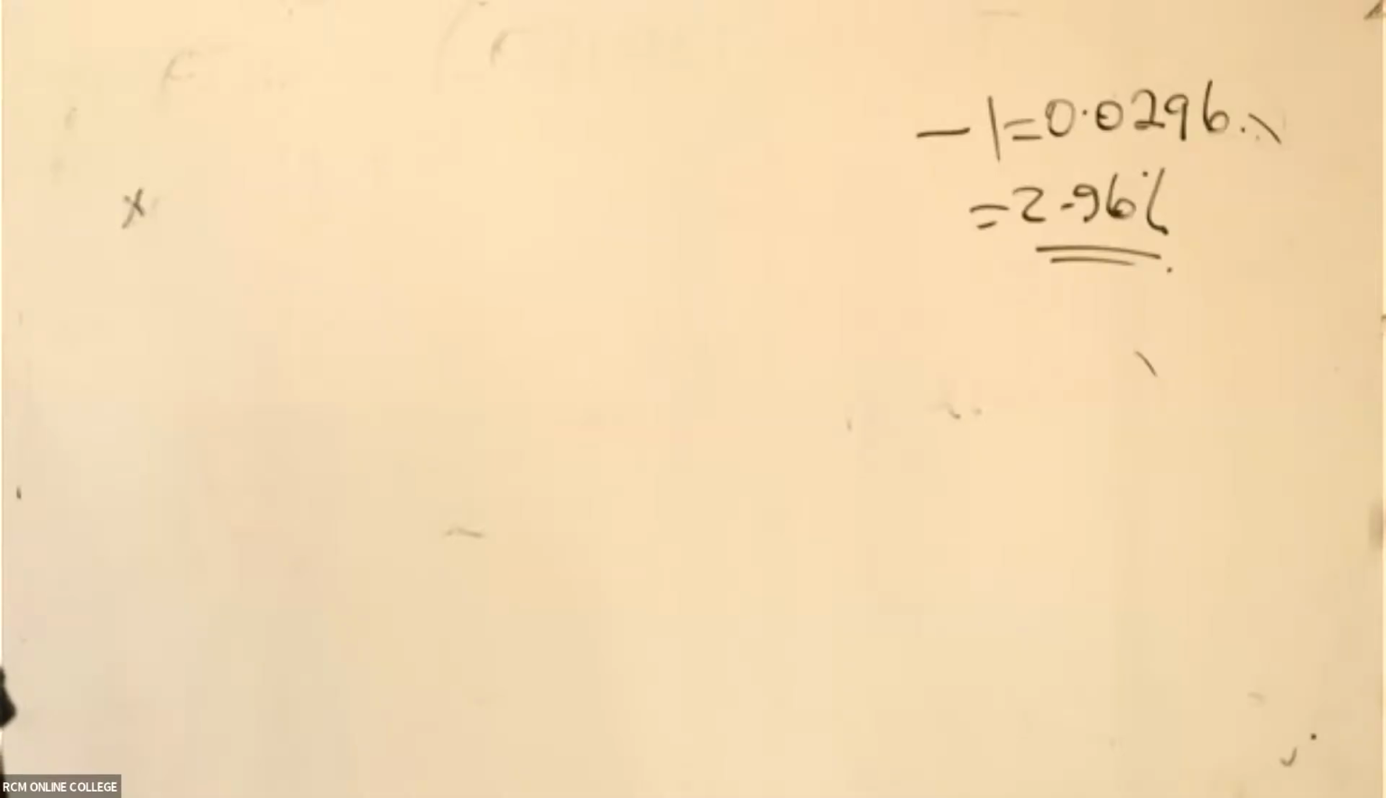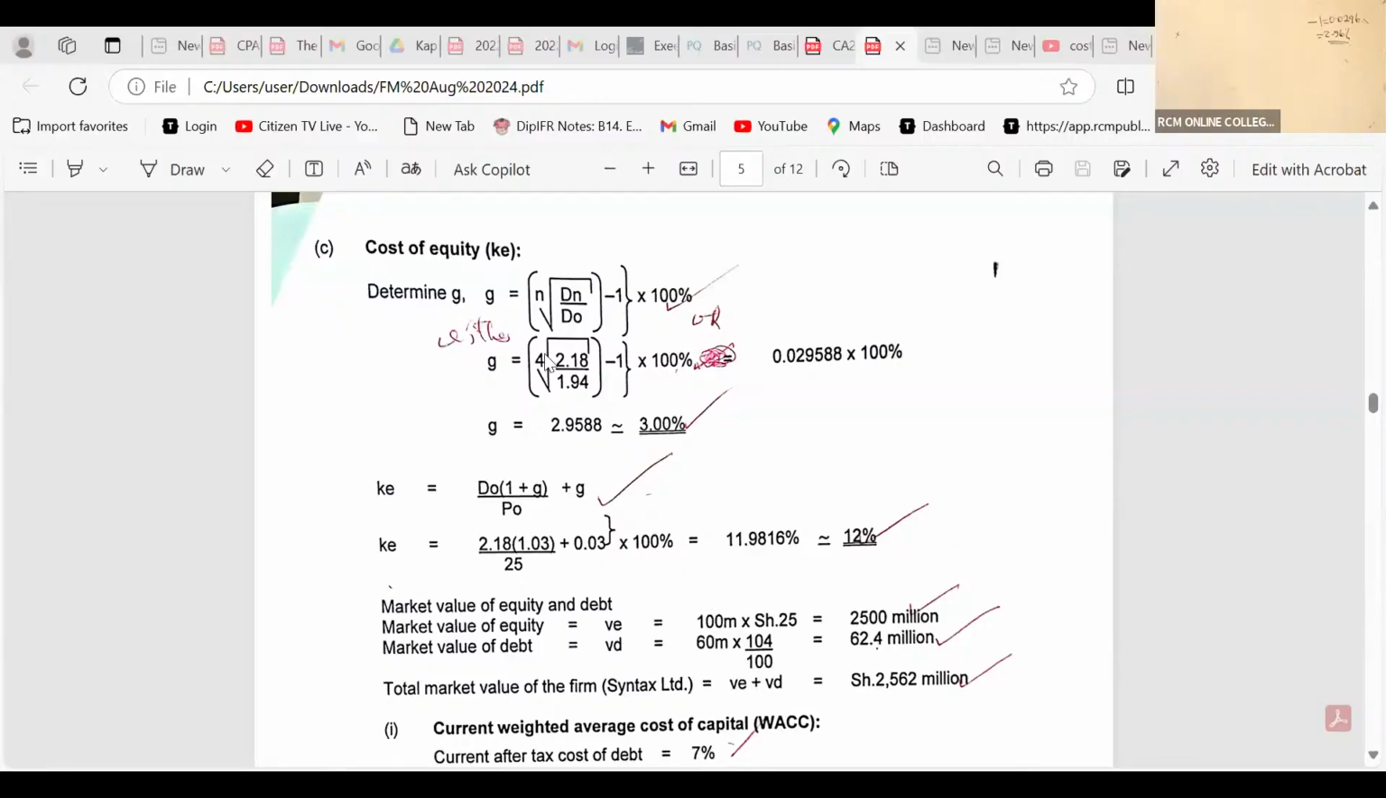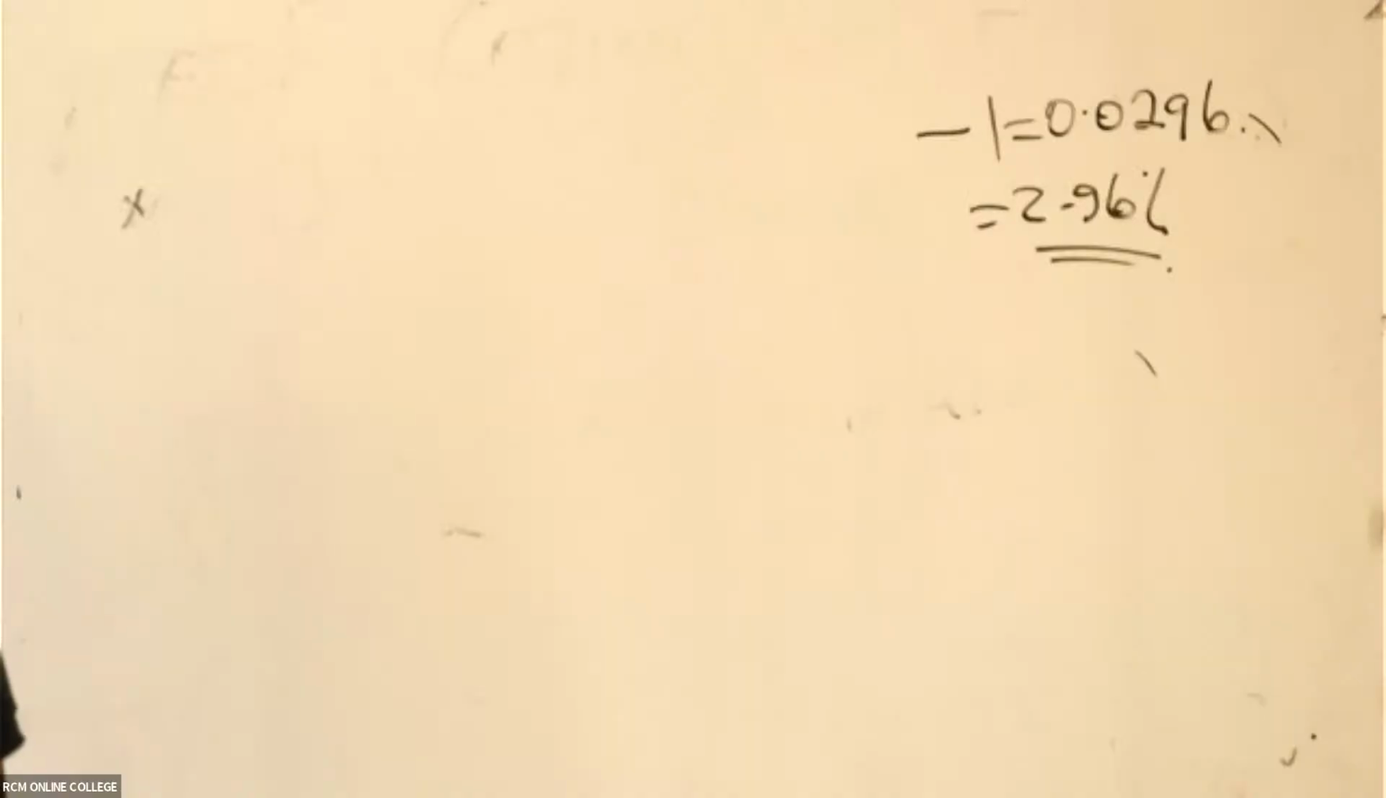Now you can see here, they started by giving us something very easy. This is what they got here, 0.029 something, but they chose to work with the 3%. So this lady is asking what you want to calculate. This is what we need. I hope you have a scientific calculator.